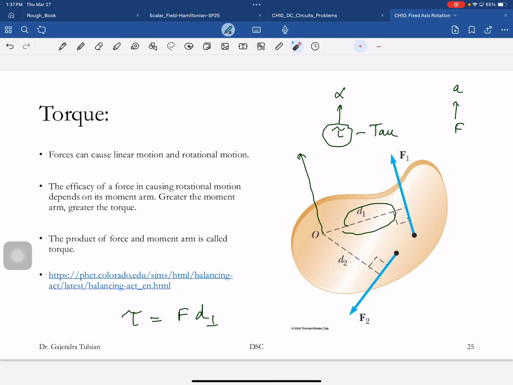Have you guys used a wrench? Okay. You use a larger wrench, and it becomes easier to unscrew the nut. For the same force, a larger wrench gives you a greater moment arm and gives you a greater torque. Okay. So that's what's happening.